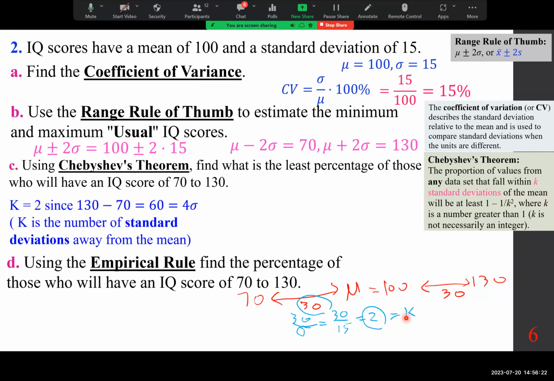One other way is you say 100 minus 70 is 30, divided by 15, and you get 2 sigma. The point is on each side you go 2 standard deviations. So 1 minus 1 over 2 squared. As you know, this is 1 over 4. 1 minus 1/4 is 3/4 or 75%. So the answer is at least 75% have an IQ score of 70 to 130.